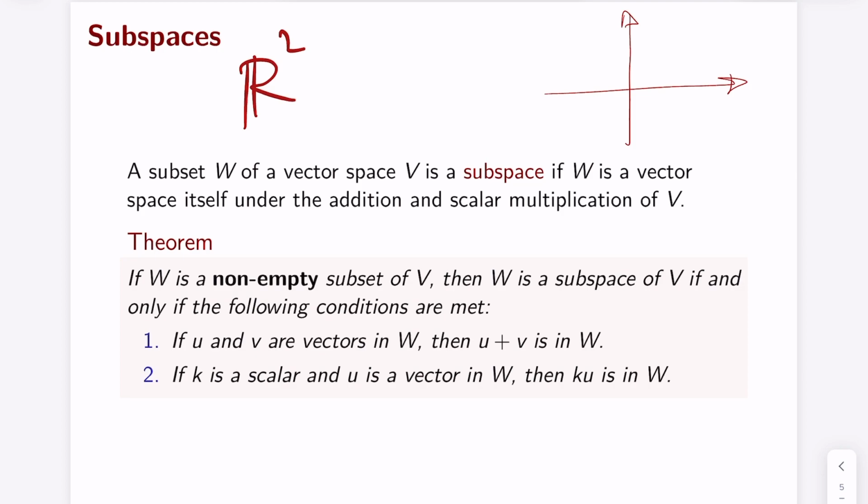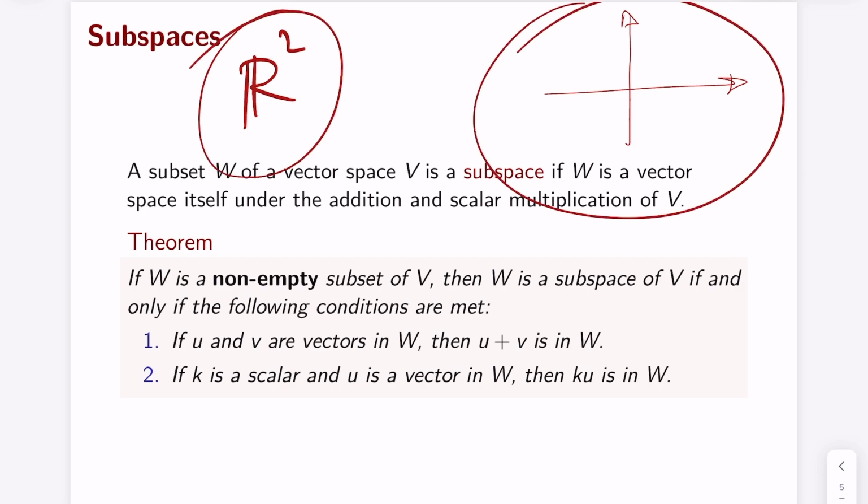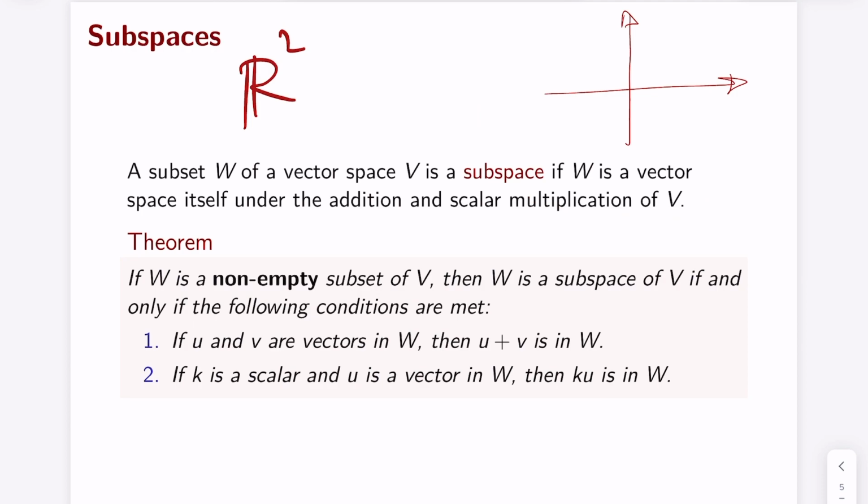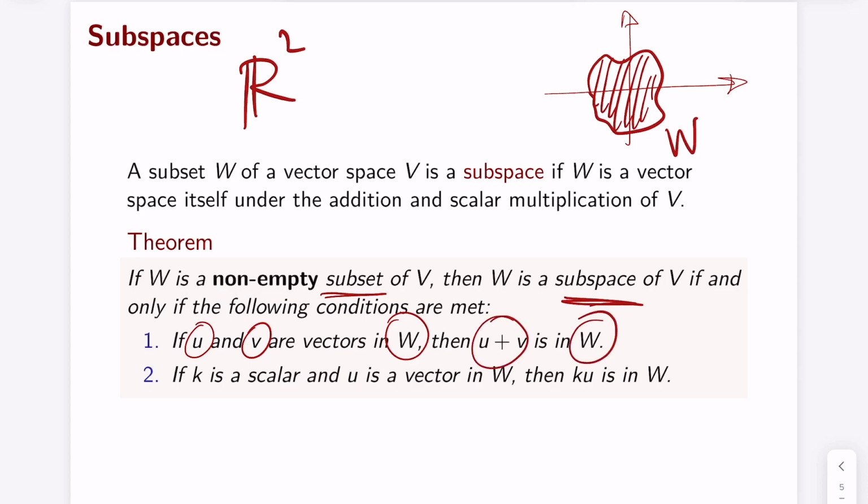For example, considering the space R2, a familiar space of vectors that we know. Let's consider a subset of it. For instance, let's consider this subset here, this part. This is going to be our W. Now, the question is: is it a subspace? For that, we have to check that if we take 2 vectors in W, then the addition is still in W. So let's check that.